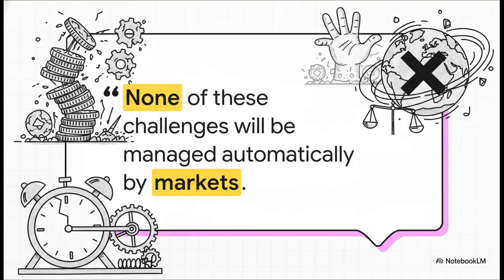Which leads us to a super sobering warning from John Maynard Keynes. None of these challenges will be managed automatically by markets. Financial markets are just way too fragile, and the domestic political stakes are far too high to simply trust that the invisible hand will magically work things out. We really cannot rely on unregulated markets to fix a structural geopolitical flaw of this magnitude.